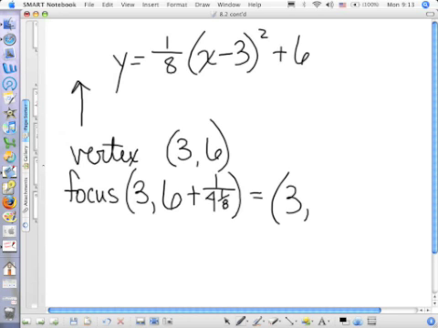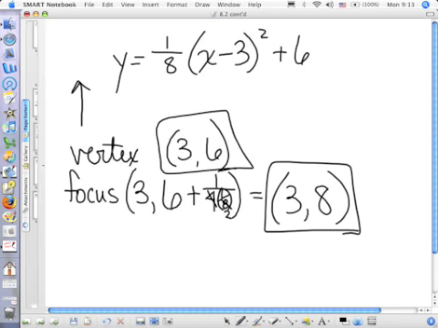4 times 1/8, not 4 and 1/8. What's 4 times 1/8? 1/2. What's 1 divided by 1/2? 2. It's the same thing as 1 times 2. So we're saying 6 plus 2 is 8. So here's my focus. Here's my vertex. It's opening up. My LR is found as the absolute value of 1 over 1/8, which is 8. 1 divided by 1/8 is the same thing as 1 times 8.